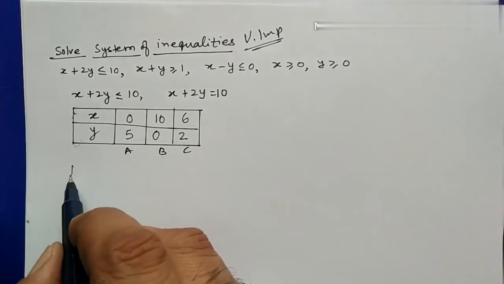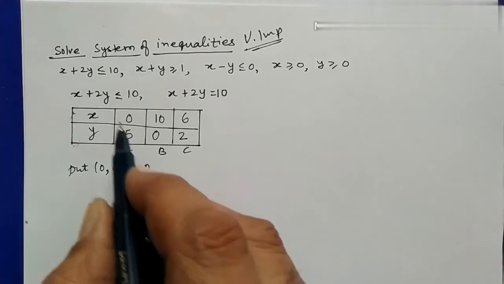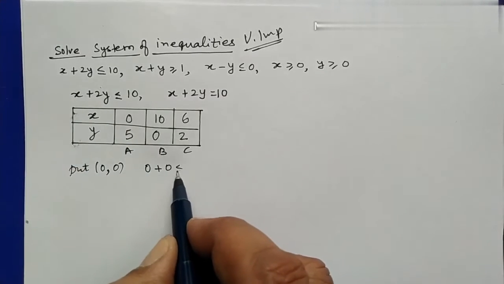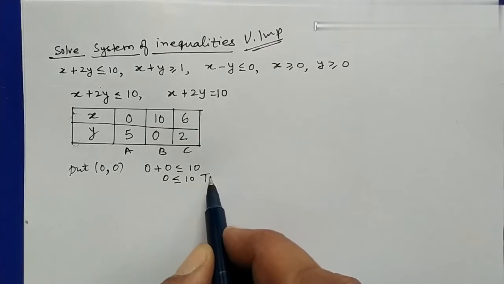Here also we put (0, 0). In place of x we put 0 and in place of y we also put 0, which means 0 is less than or equal to 10. This is true.